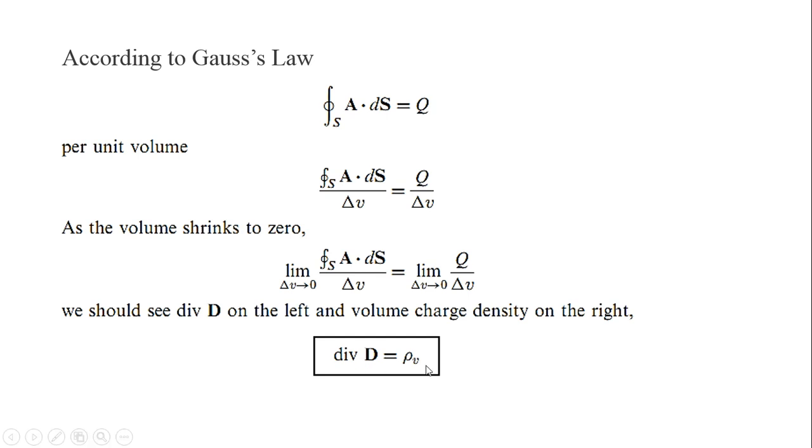Maxwell's first equation states that the flux that is leaving a closed surface will be equal to the volume charge density. It means that if we have a differential volume that is enclosed by a closed surface, the total flux that is leaving that differential volume per unit volume will be equal to the volume charge density there.